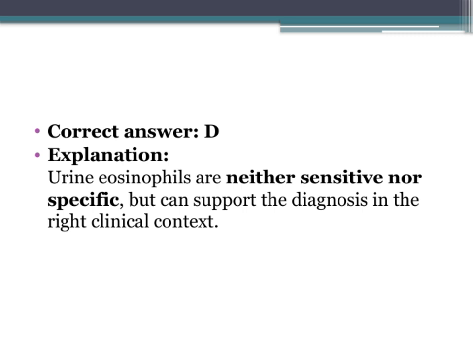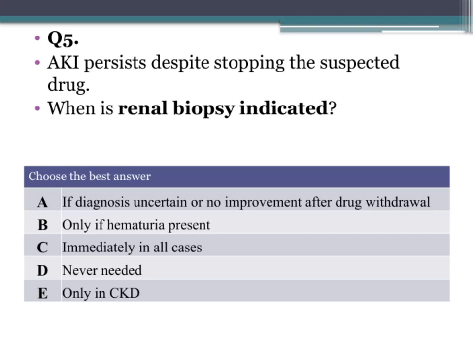So, if a patient's symptoms and other findings suggest a certain diagnosis, the presence of eosinophils in the urine can support that suspicion. It's all about integrating this piece of evidence with the bigger clinical picture. This highlights an important theme in nephrology. No single test is definitive on its own, but rather, we piece together multiple clues to arrive at the correct diagnosis.